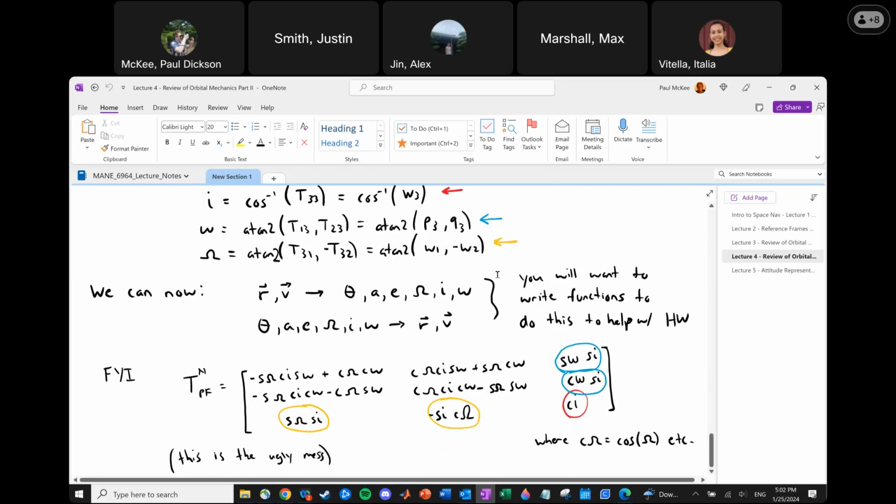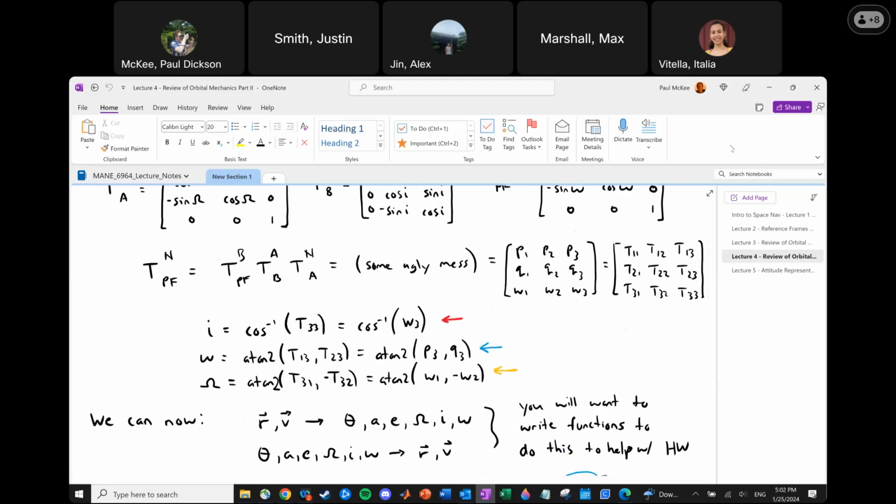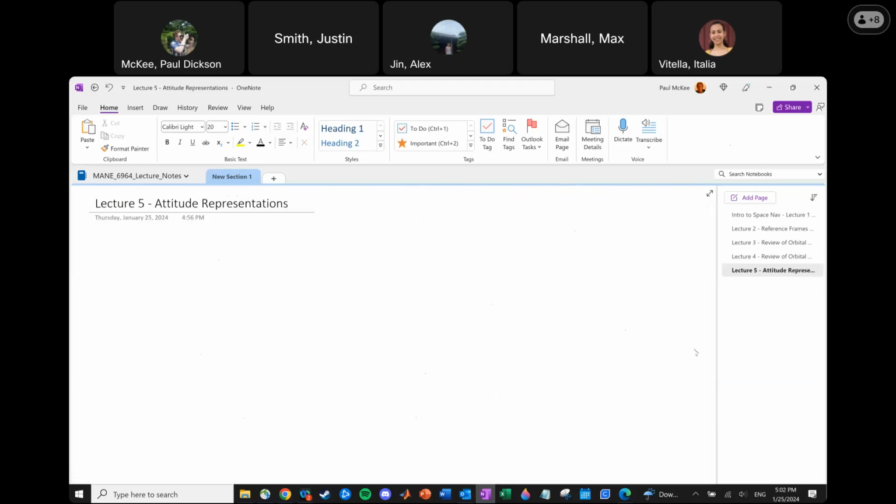For folks that haven't seen this before, or for folks that are a bit rusty on orbital mechanics, hopefully it helps to actually see the matrix written out. So this is the ugly mess that I was referring to. But before we move on to attitude representations, any orbital mechanics questions, or are we good to move on? All right, we're going to go ahead and move on then.